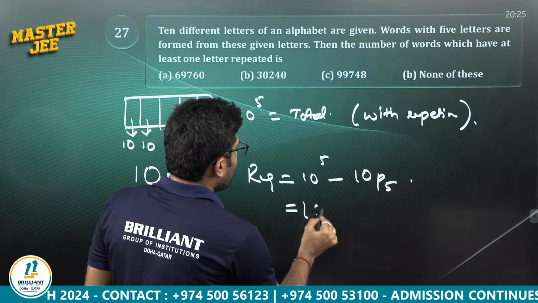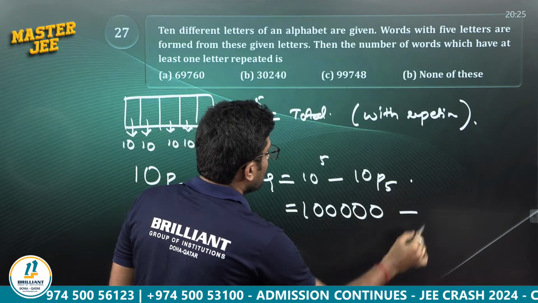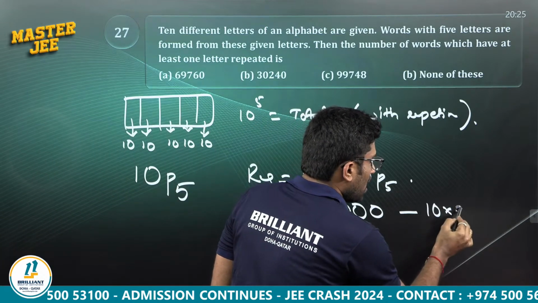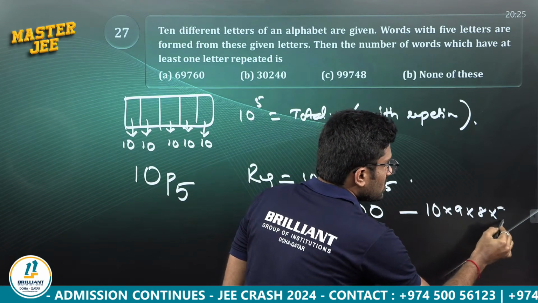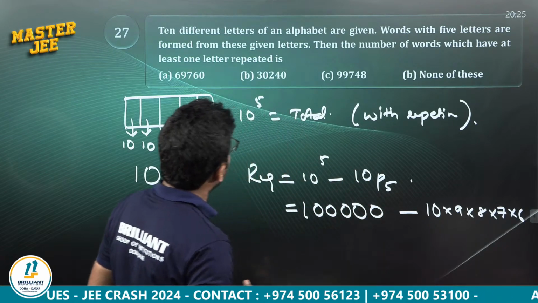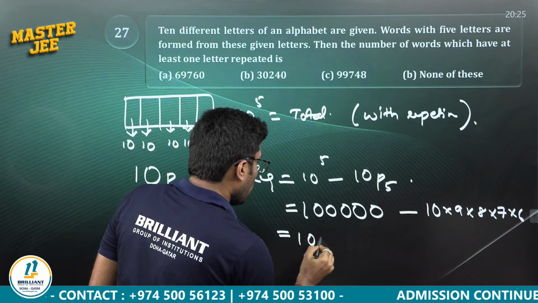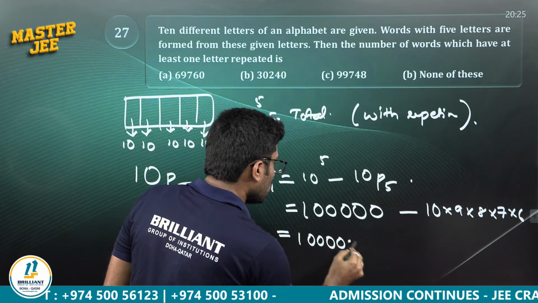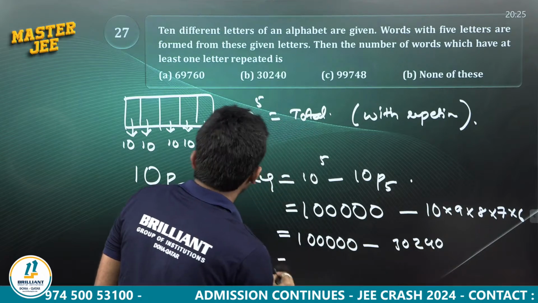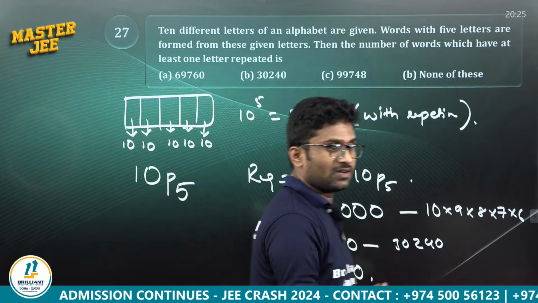This 10 power 5 is 1 followed by 5 zeros, 100000, and 10P5 will be 10 into 9 into 8 into 7 into 6. 7 6 42, into 8 into 9, that becomes 3024. 3024 into 10, then we get 100000 minus 30240, which is nothing but 69760. Option A is our answer.